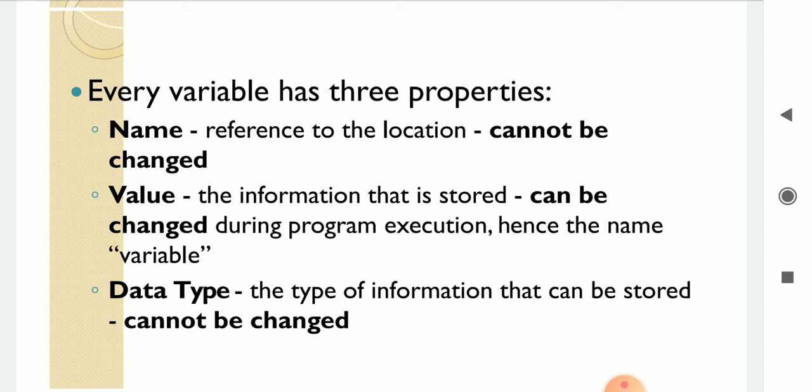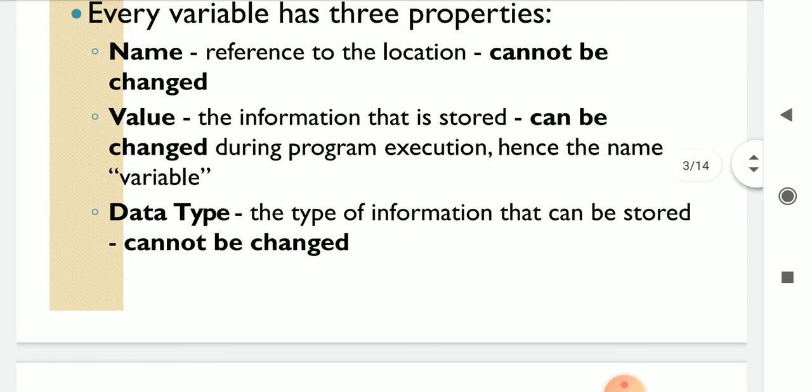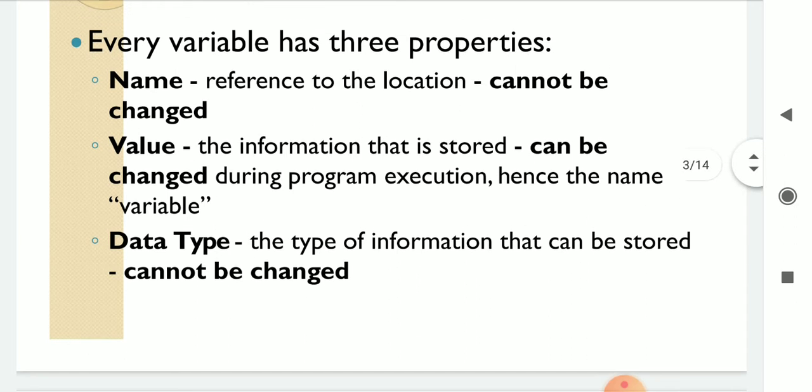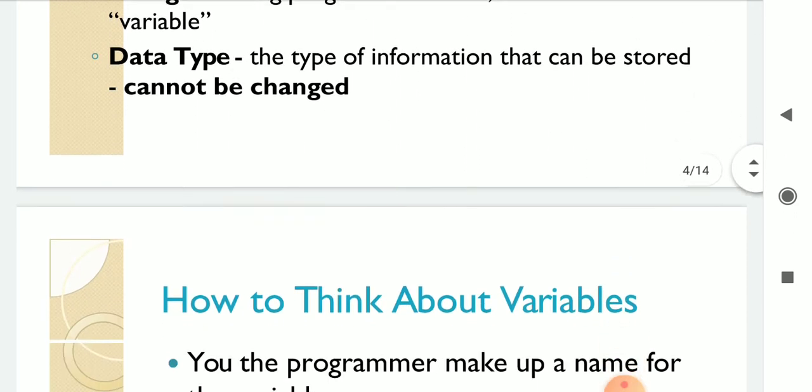Then, the data type. Data type means which type of value you want to store in it. It may be a number, a character, a string, a date and time, etc., or a Boolean value. So the data type is the third part, the third property of the variable.